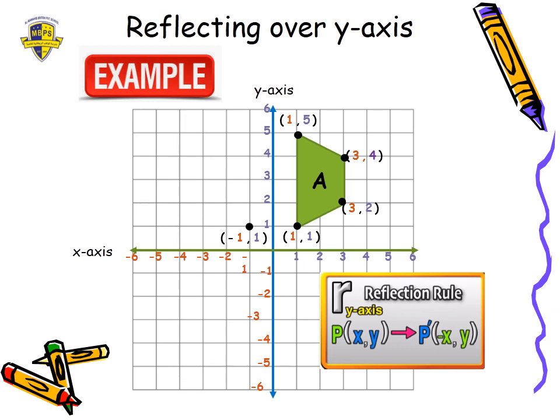Now the second one, it was 1 and 5. X will be minus, minus 1 and 5. The third point, 3 and 4, it will be minus 3 and 4, good. And the last one, excellent, minus 3 and 2. Now we draw lines between the points, and this is the reflected shape.